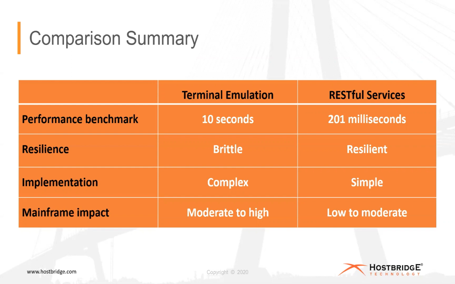The implementation, we think, when you're using terminal emulation from RPA, can be pretty complex because the person creating that flowchart or bot, designing it, has to be involved in a lot of the dirty details of the mainframe application. Whereas if you just provide them with a RESTful service, it's really, really simple. From a mainframe impact, we grade terminal emulation as moderate to high, whereas a RESTful service is low to moderate. Now, bear in mind, in the solution we just showed, we used both Blue Prism to interact with the mainframe directly, and Blue Prism to run a HostBridge service, and we ran the exact same transactions.